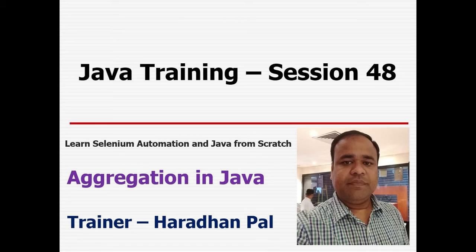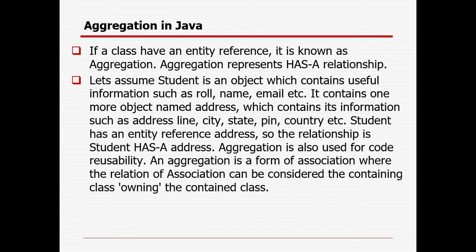Today I will discuss aggregation in Java. So what is aggregation? If a class has an entity reference, it is known as aggregation. Aggregation represents a has-a relationship between the two classes.